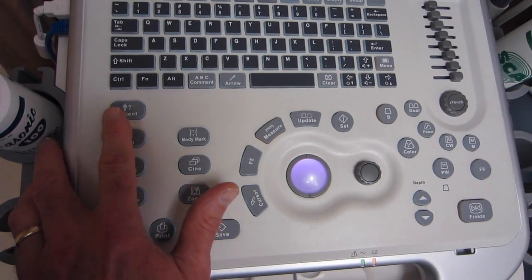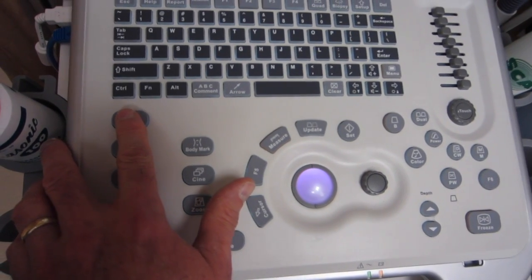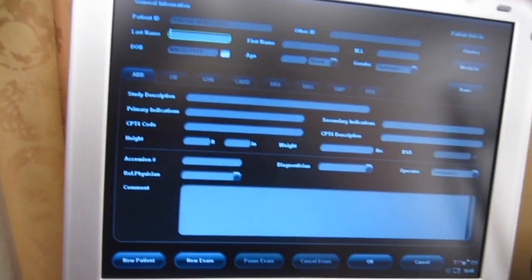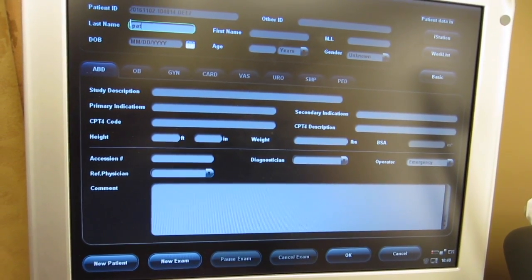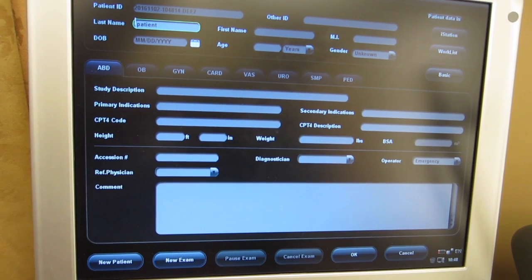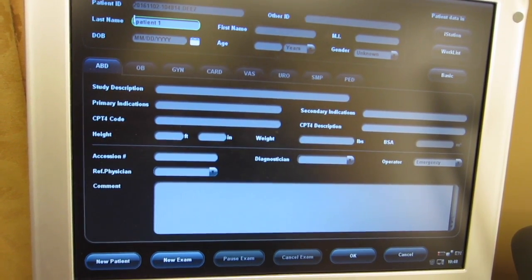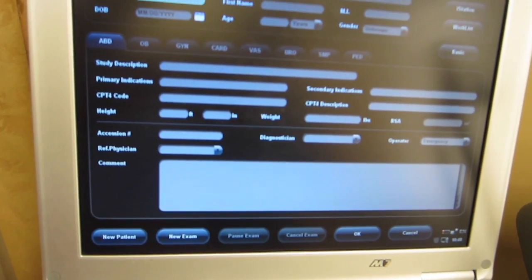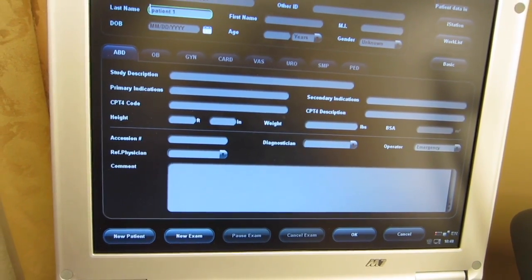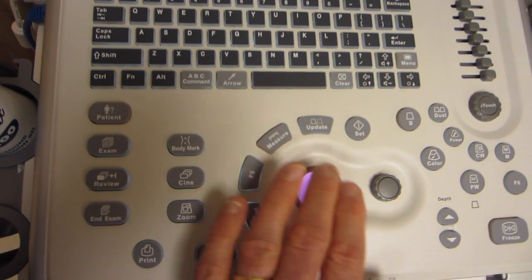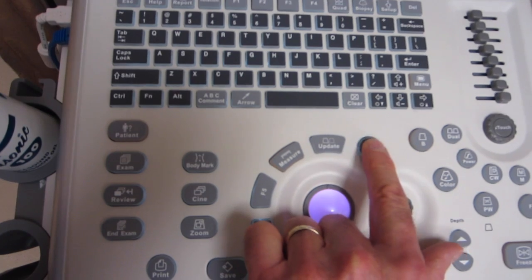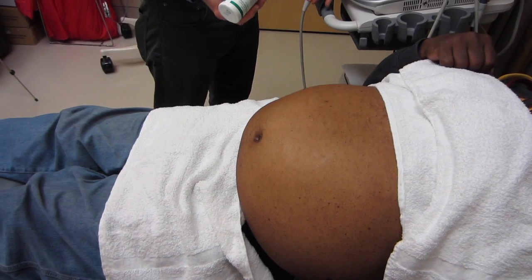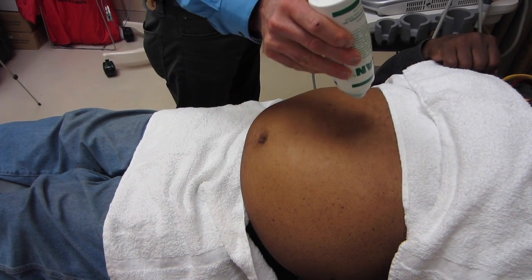Press the patient button that's on the left-hand side, and then enter the patient information provided to you during this study. Afterwards, bring your cursor down to the OK button, and press the set button just above the trackball to press OK. Apply a generous amount of gel to the abdomen.